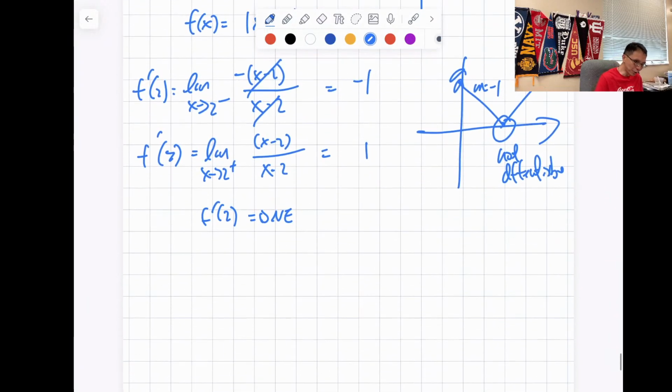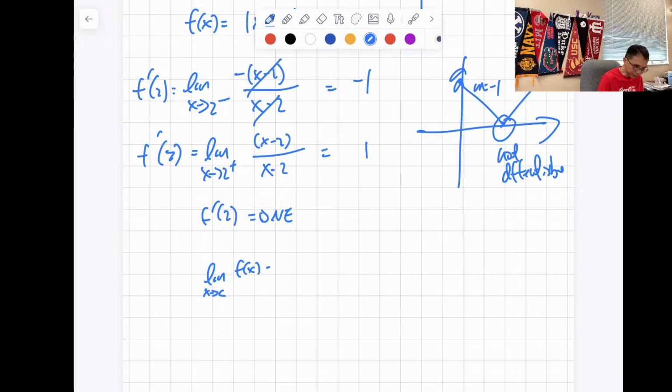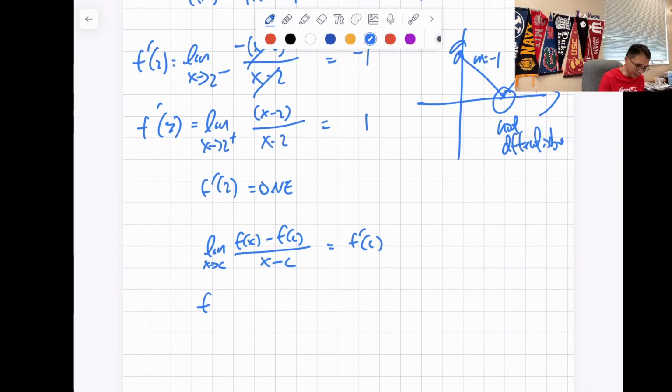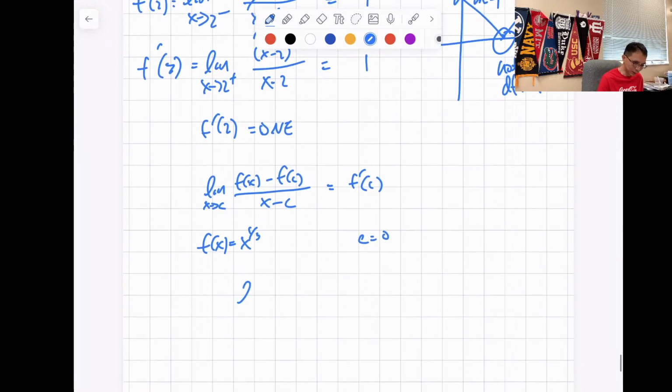Now let me show you x to the 1/3. Again, we're using this. We use the alternative definition of the derivative to figure out at 1. So what if I have f of x equal to x to the 1/3 and that c is equal to 0? What will happen? Limit as x approaches 0, f prime of 0. What's f of x in this case?